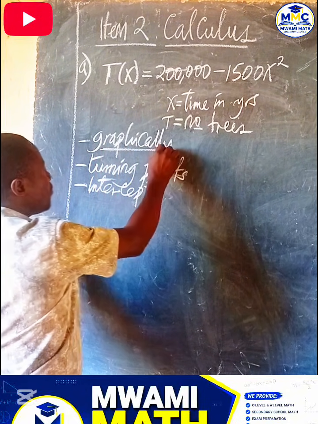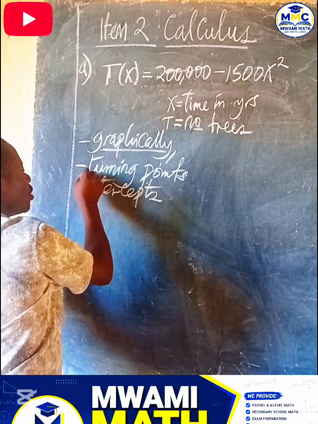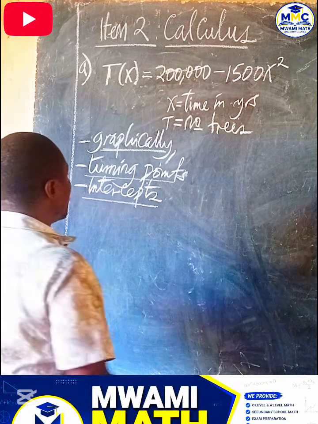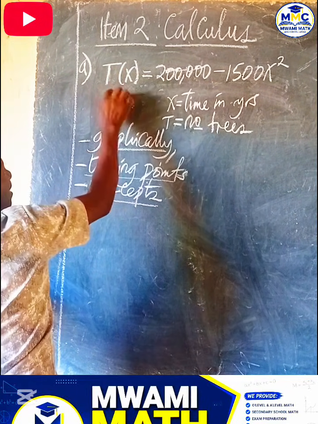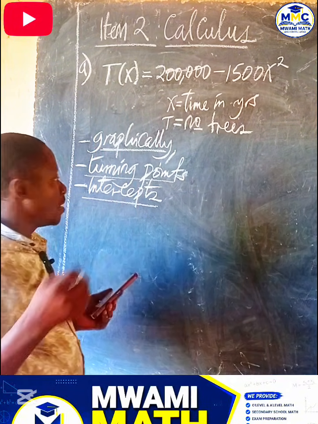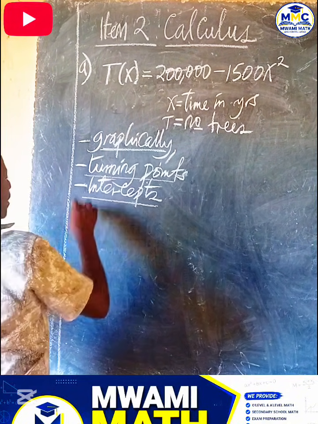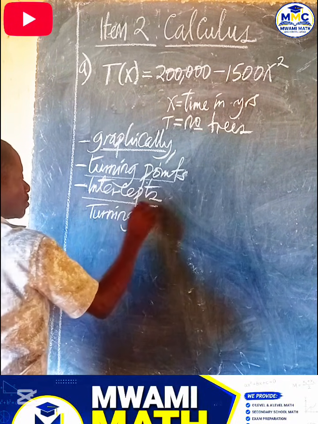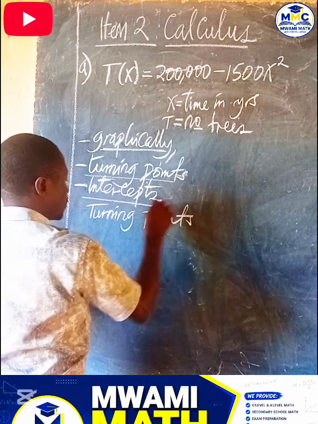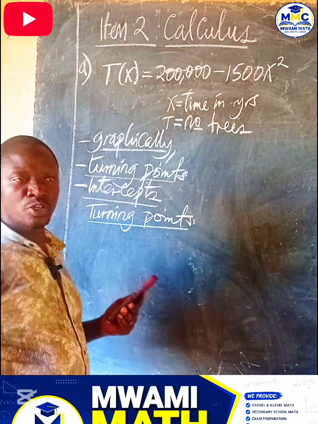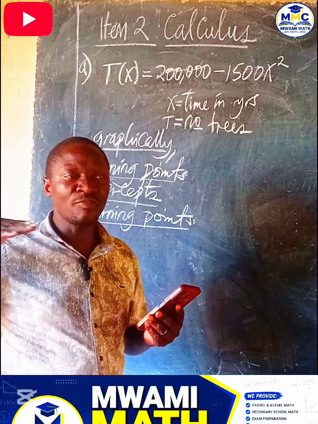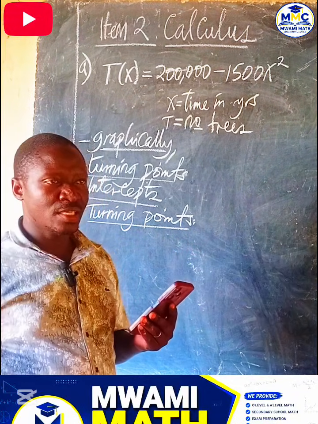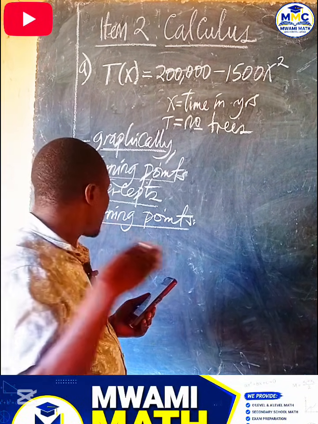We shall need a graph, but before the graph, we need to know the turning points, and also we need to know the intercepts. So now, as this T(x) is our function, let us start with the turning points. Turning points are those points on a graph that have a horizontal gradient, in other words, that have a zero gradient.